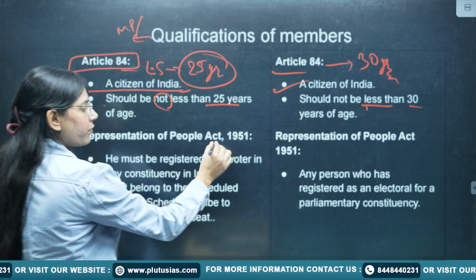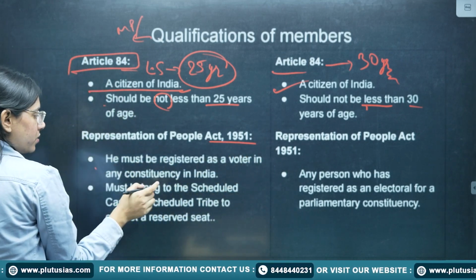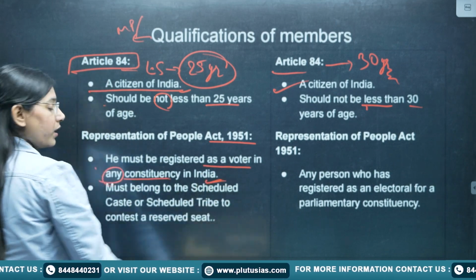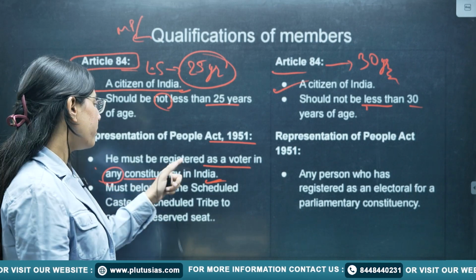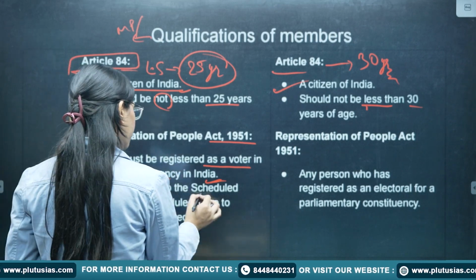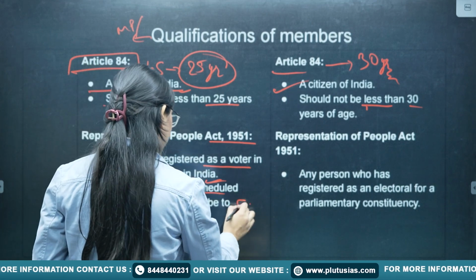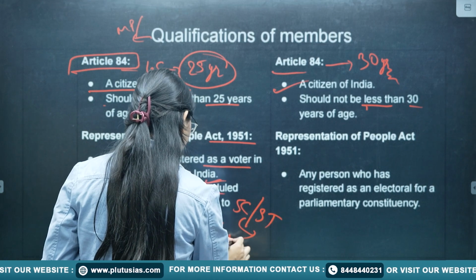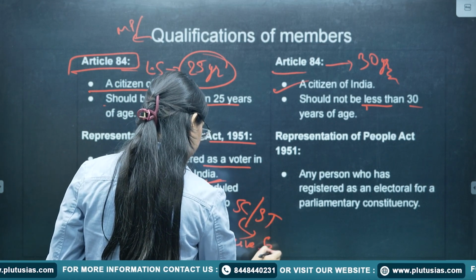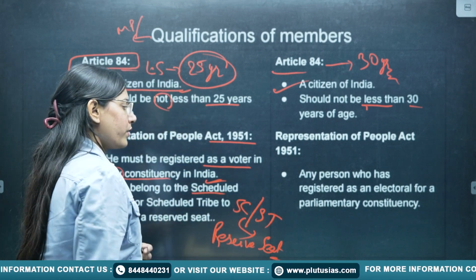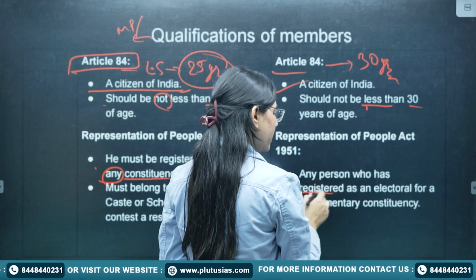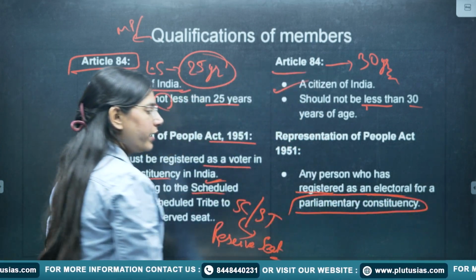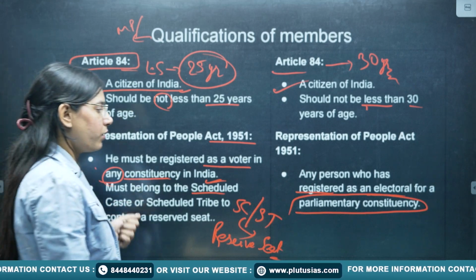From RPA Act of 1951, he must register as a voter in any constituency in India. Okay? In any constituency in India, he must be registered as a voter. Must belong to the scheduled caste, SC and ST, to elect for the reserved seats. Okay. Any person who has registered as an elector for a parliamentary constituency can register for Rajya Sabha. Okay.